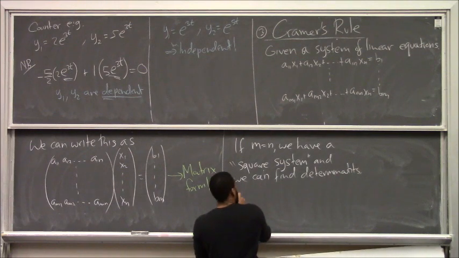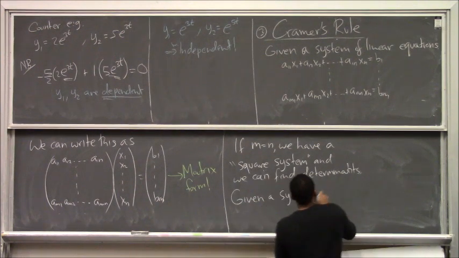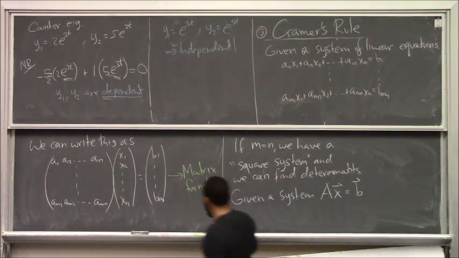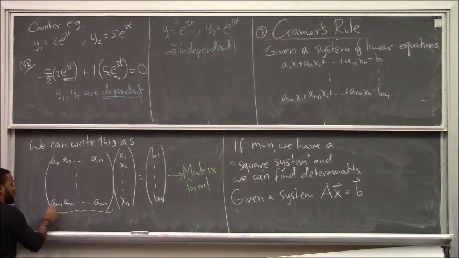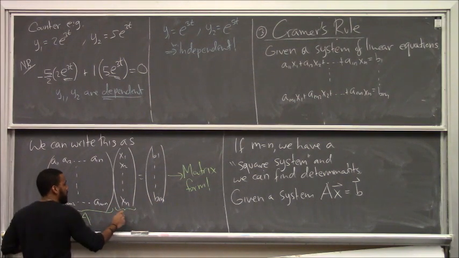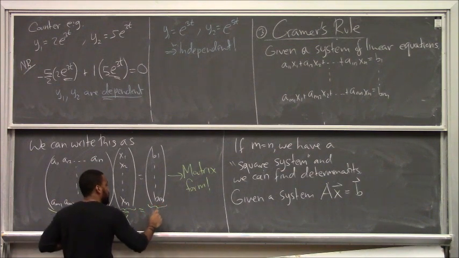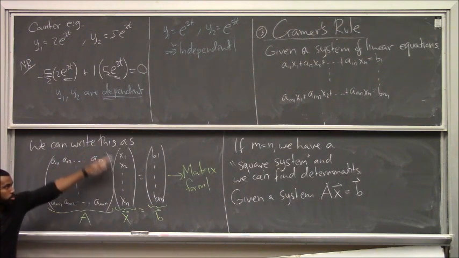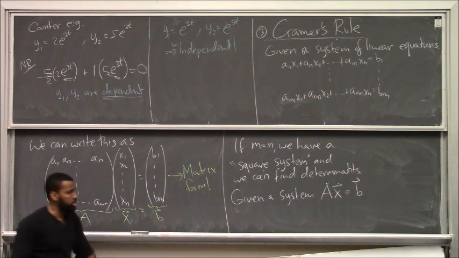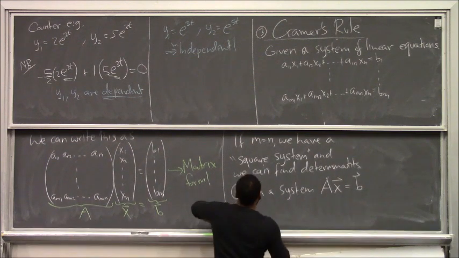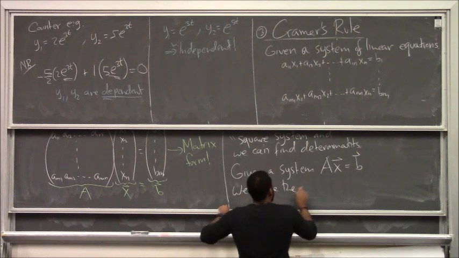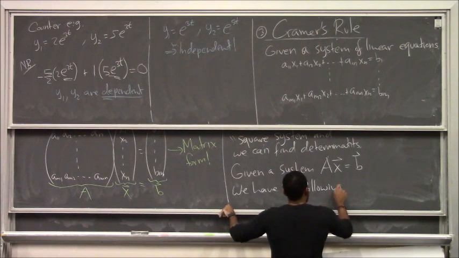Now, given a system AX equals B, this is just a general characterization here. I'm pretty much calling this guy big A. I'm calling this guy the vector X. And I'm calling this guy the vector B. This is called a coefficient matrix because it has all the coefficients. That's called a solution matrix because that would be the solution, the thing you want to solve for. This is called a constant matrix. We have the following. Okay, so now I'm going to state Cramer's rule.